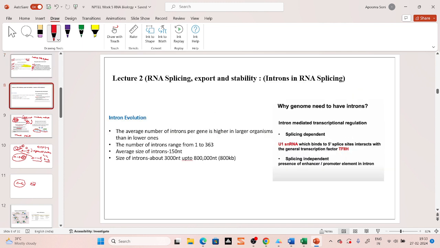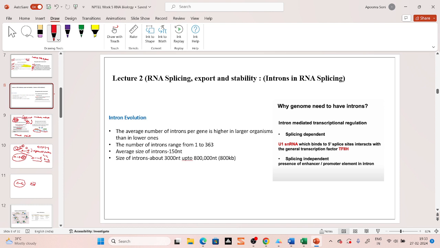Now, I just left this slide. It has nothing much, just the theory part. So, why does the genome need to have introns? Because introns mediate the transcriptional regulation, splicing dependent and splicing independent.